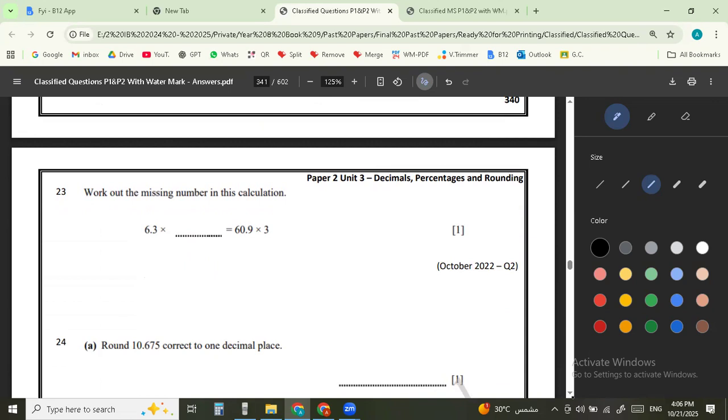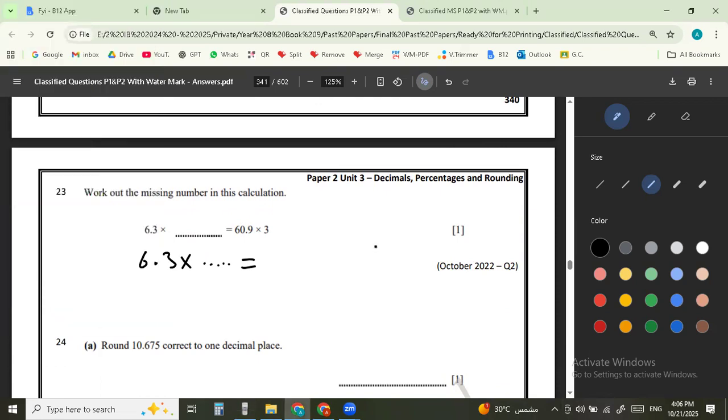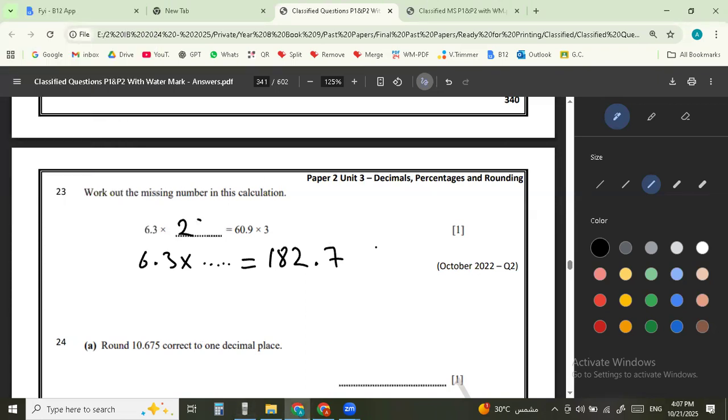Here, I need to do that. So 6.3 times what equals, what is 60.9 times 3? 60.9 times 3 equals 182.7. How can I find the answer? Do 182.7 divided by 6.3. 182.7 divided by 6.3 equals 29. So the answer is 29.